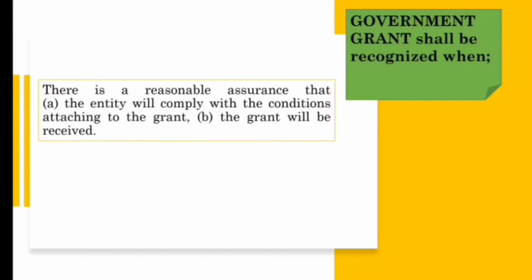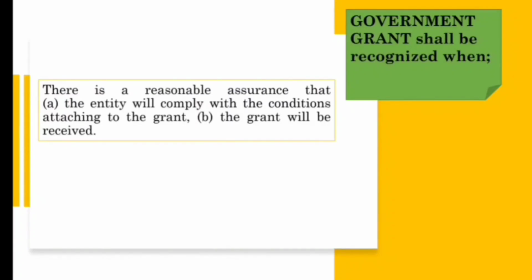So, ayan, punta naman tayo sa recognition and measurement ng government grant. A government grant is recognized only when there is a reasonable assurance that the entity will comply with the conditions attaching to the grant. Next is the grant will be received. So, before i-record ni entity yung grant na receive niya galing kay government, kailangan niya munang masatisfy itong dalawang recognition criteria. So, yung una na nga doon is yung letter A.